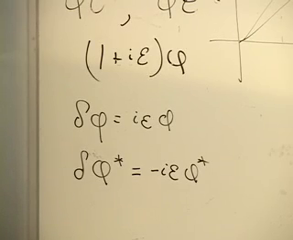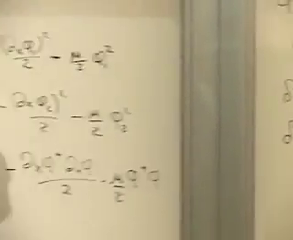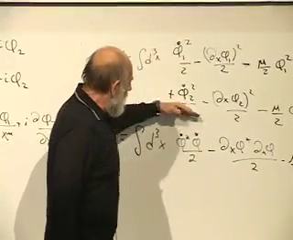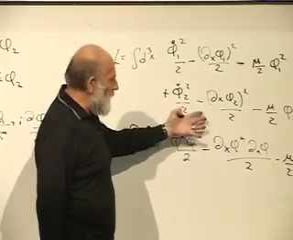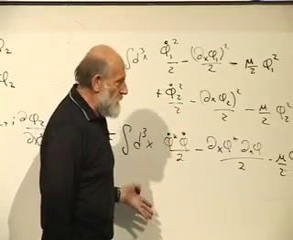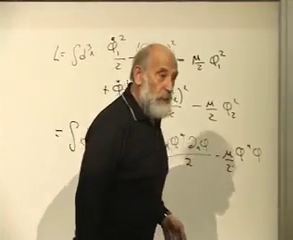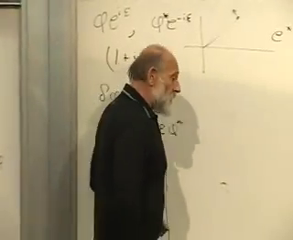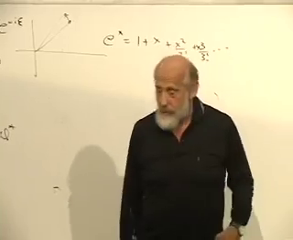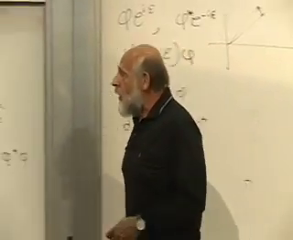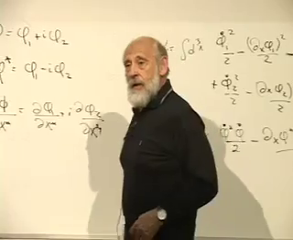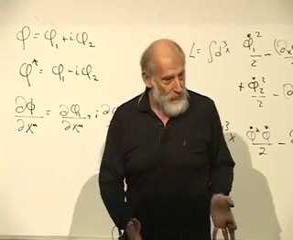Okay. Is this a symmetry? Yes, it is a symmetry. And the Lagrangian does not change because it always involves things like phi times phi star. Is there a conserved quantity associated with it? Yes, there is. I'll show you the little manipulation. You can go home and work it out without using complex notation.